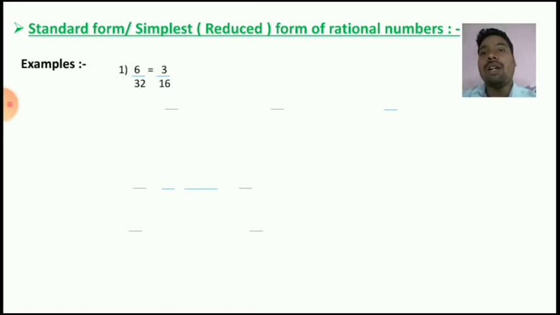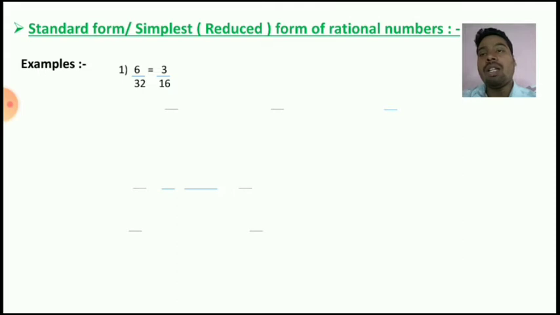Here is 6 divided by 32. We have to find the standard form, or simplest reduced form, for this rational number. So I divide the numerator and denominator, 6 and 32, by 2. I divide 6 by 2, so I get 3, since 2 threes are 6. So 3 remains in the numerator, and 32 divided by 2 gives 16. So 3 divided by 16 remains.